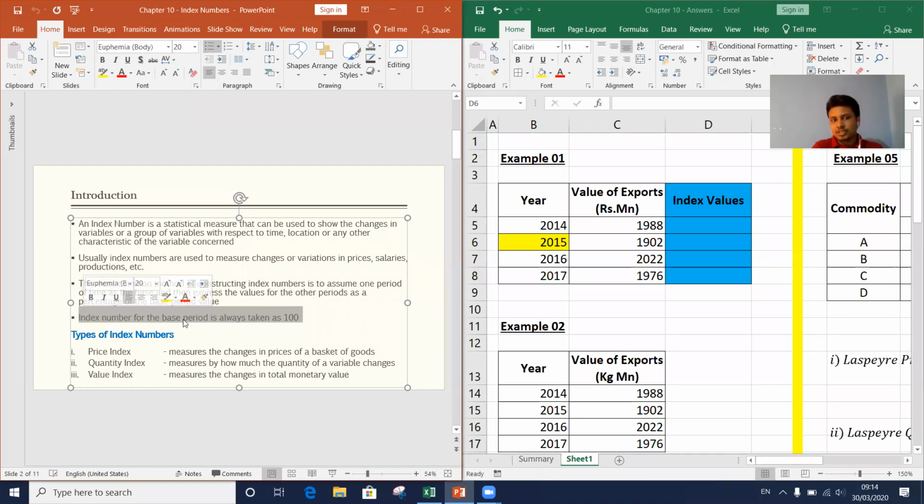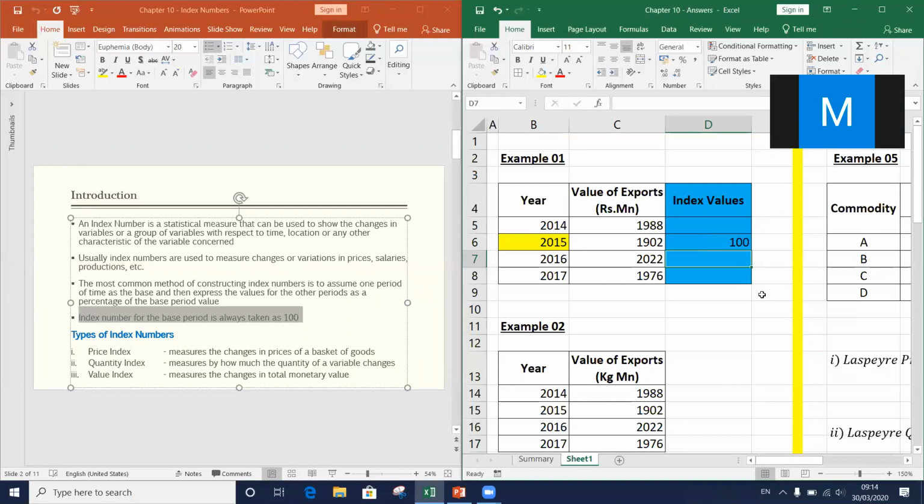Index number for the base period is always taken as what? 100. It means the index value of our base period 2015 should be 100.